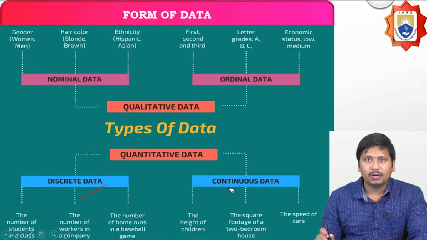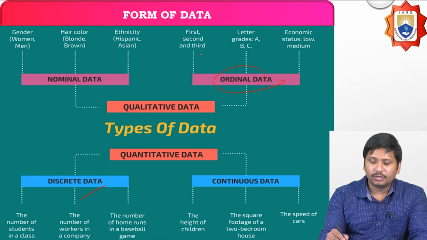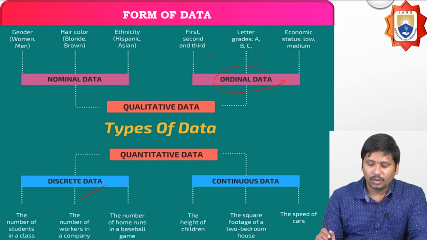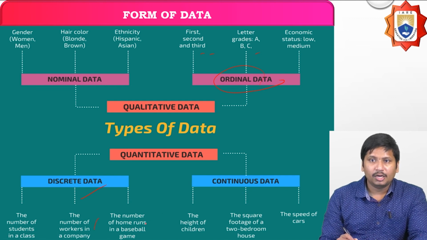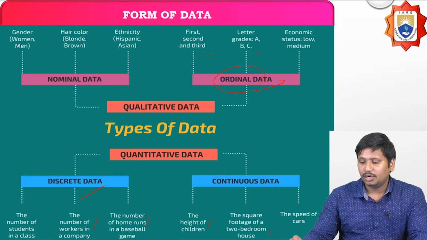First, nominal: gender, woman or men, hair color, blonde or brown, and ethnicity come under nominal. Similarly, ordinal means first, second, third, letter grades A, B, C, and economic status low, medium, high. The types of quantitative data are discrete and continuous. Discrete means number of students in the class, number of workers in the company, number of home runs in a baseball game. Continuous means the height of children, square footage of a two-bedroom house and speed of the car. So like this, I can classify the data into various forms.